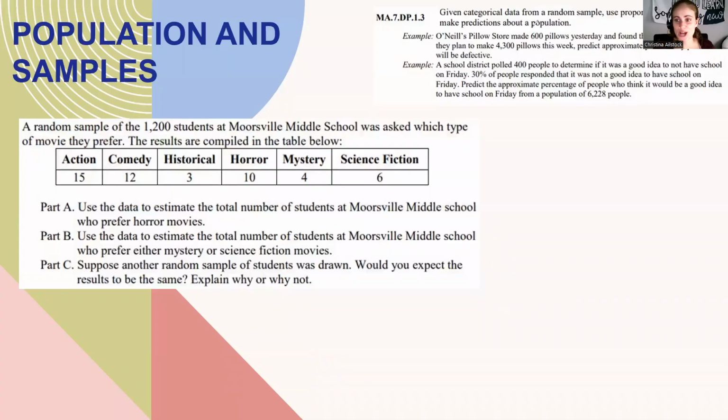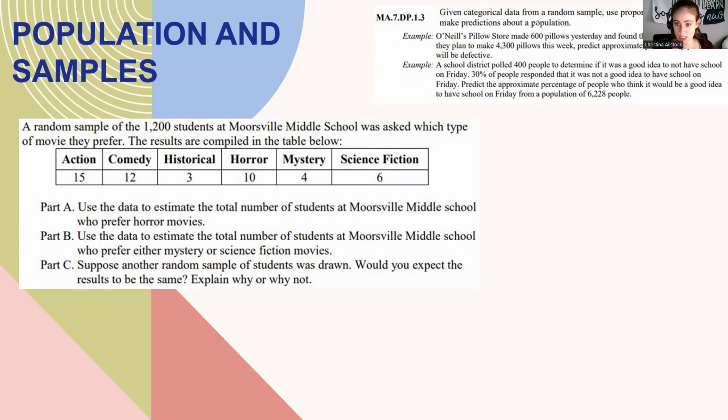All right, next up, we're going to talk about population and samples. A random sample of the 1,200 students at Mooresville Middle School was asked which type of movie they prefer. The results are compiled in this table below. And we have 3 parts again.